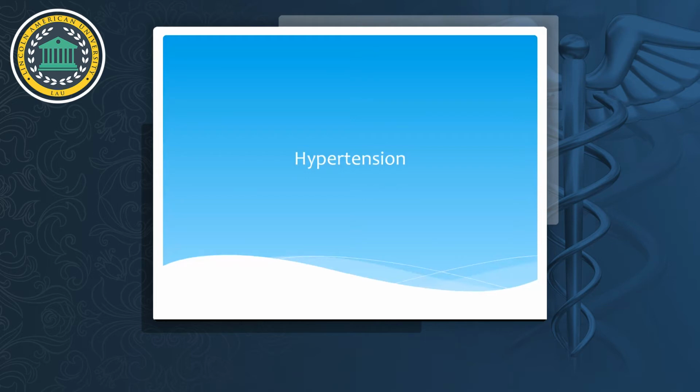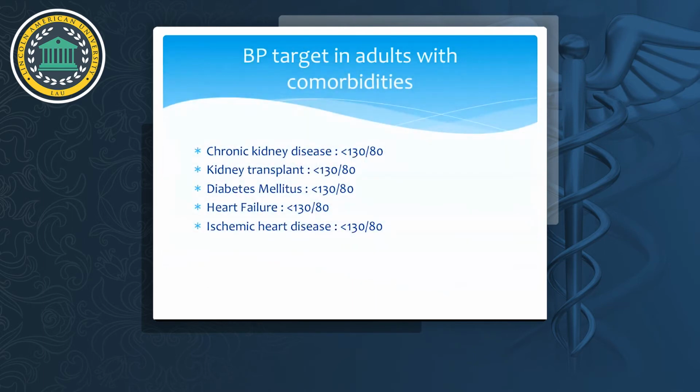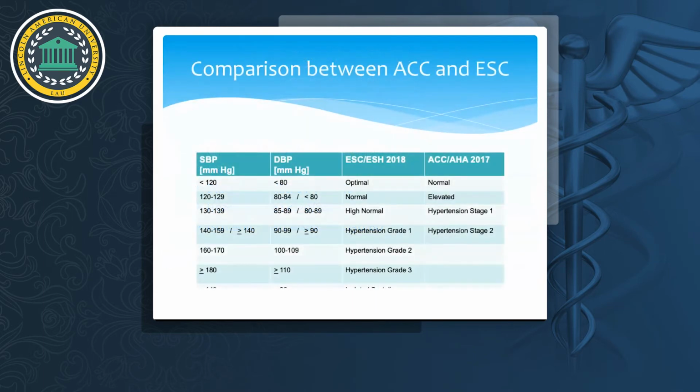But as of now, I would like you to concentrate on American College of Cardiology guidelines, which says that below 120/80 is normal blood pressure, from 120 to 129 is elevated blood pressure, 130 to 139 is stage 1, and more than 140 is stage 2. There's no stage 3 hypertension.